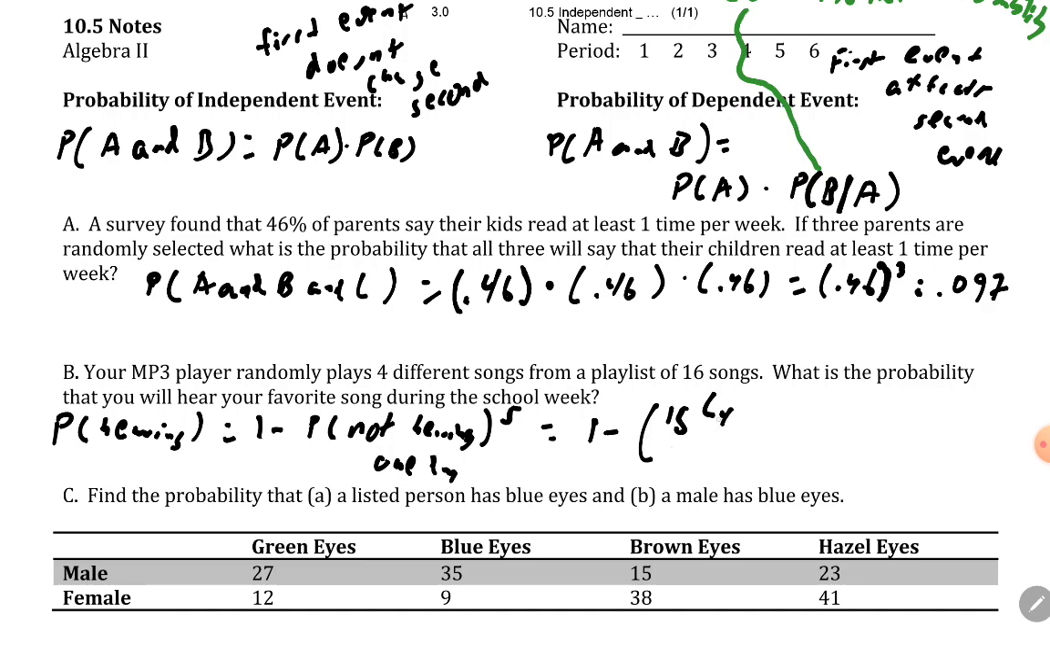Sorry, I got myself confused. We're looking at not hearing your favorite song. Out of the 15 songs that aren't our favorite, we need to choose 4, and the total is 16 choose 4, to the 5th power, because it needs to happen each day. So 1 minus all this will turn into 0.237. So this will be 0.763, a 76.3% chance that you will hear your favorite song throughout the school week, Monday through Friday.